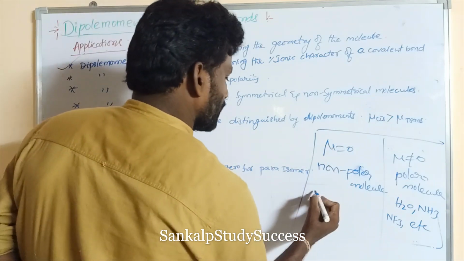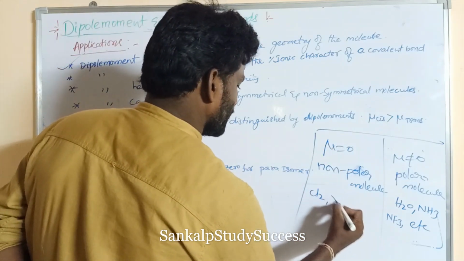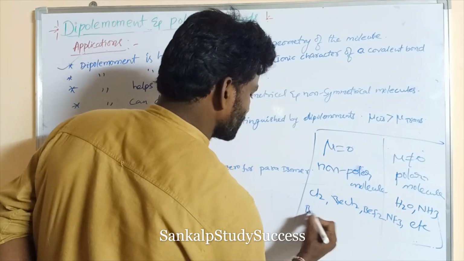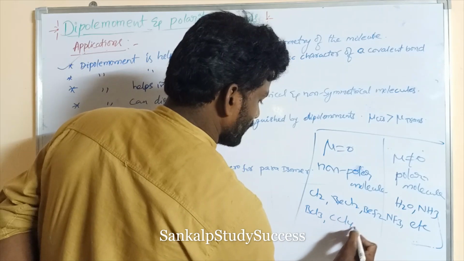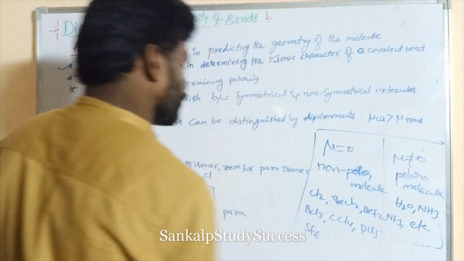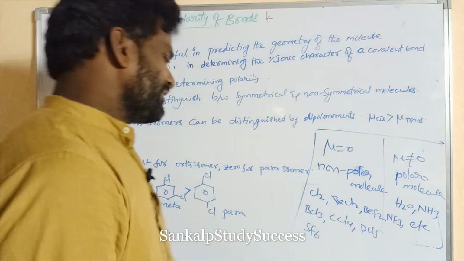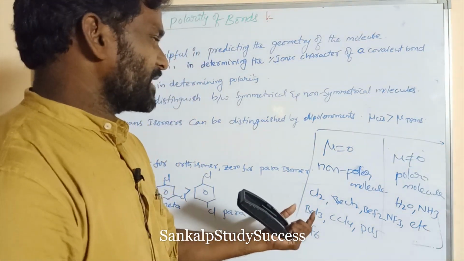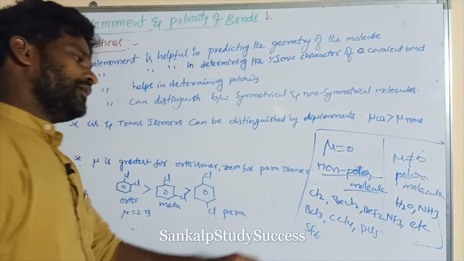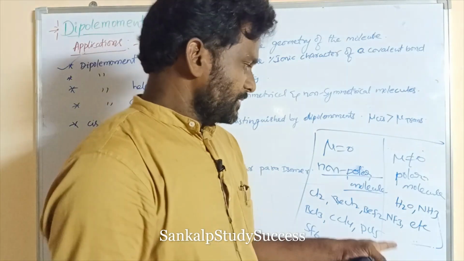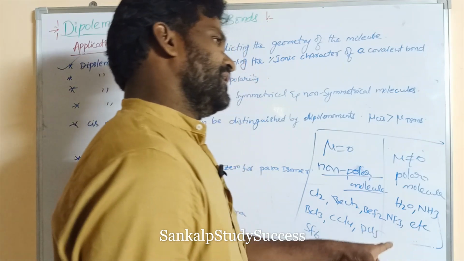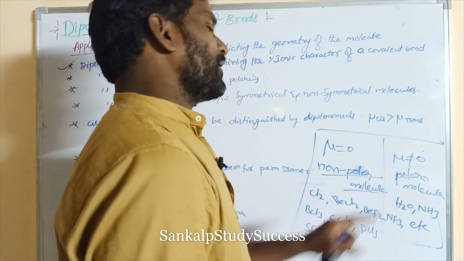Like Cl2 and BeCl2, BeF2, BCl3, CCl4 and PCl5, all these are symmetric homoatomic molecules having regular shape. So its dipole moment is 0. So these molecules are said to be non-polar. All these molecules are non-polar. So these irregular shape molecules like H2O, NH3, NF3, etc. are said to be polar molecules.